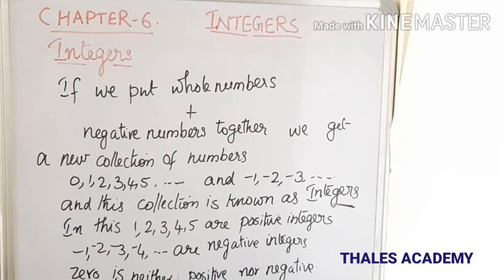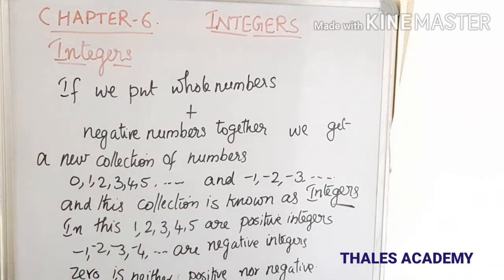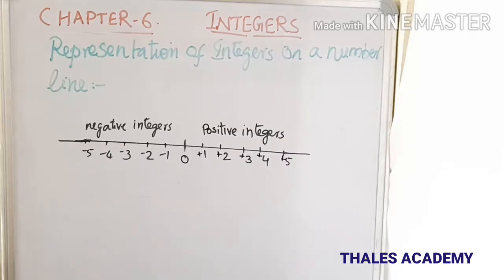In this collection, the numbers 1, 2, 3, 4, 5 are known as positive integers, and minus 1, minus 2, minus 3, minus 4 are known as negative integers. 0 is neither positive nor negative. Representation of integers on a number line.